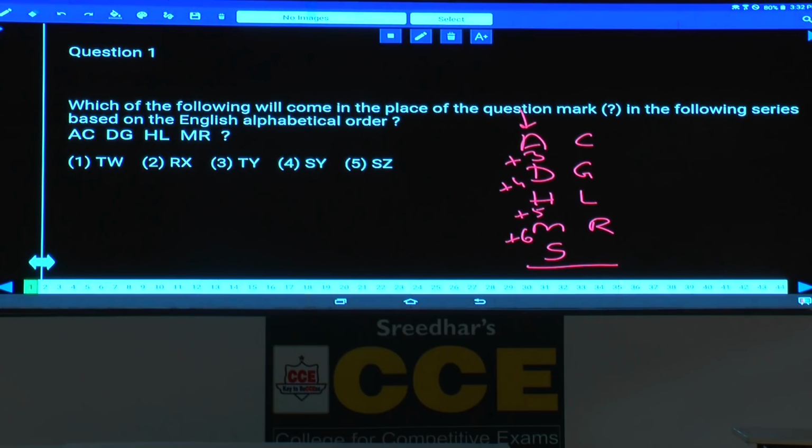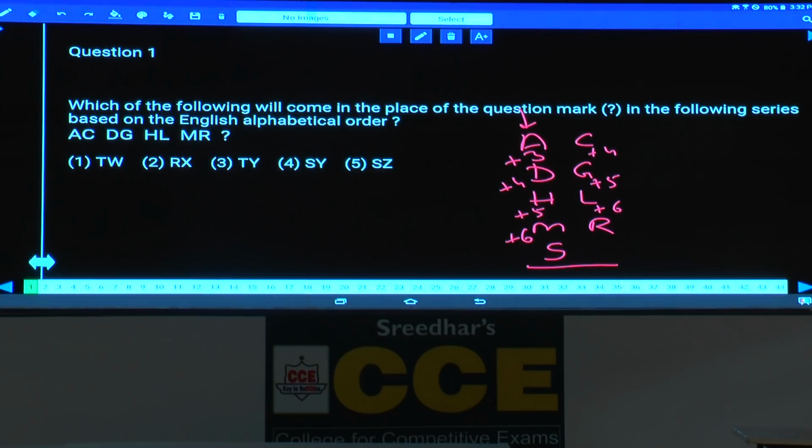Then coming to the second one. C and G, the value of C is 3 and G is 7. 3 plus 4 is 7. G is 7, L is 12. The difference between these two letters is plus 5. L is 12 and R is 18. 12 plus 6 is 18.